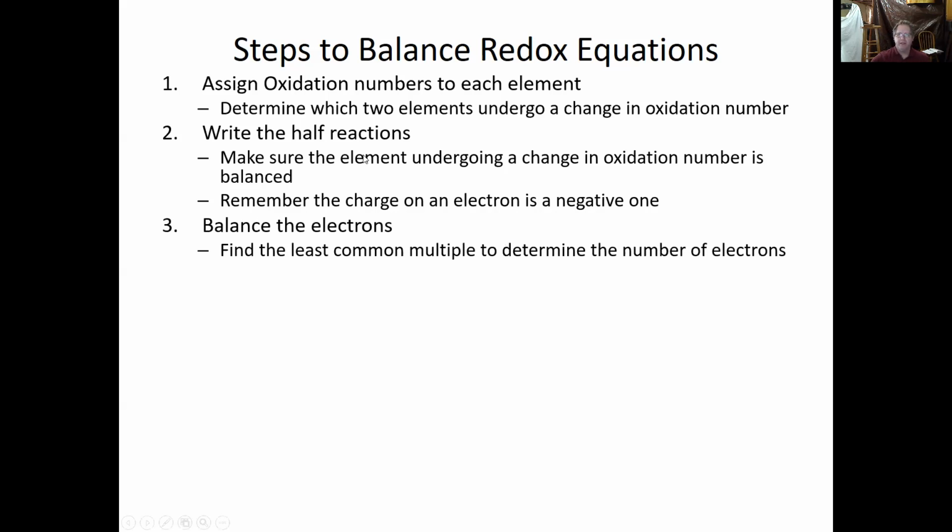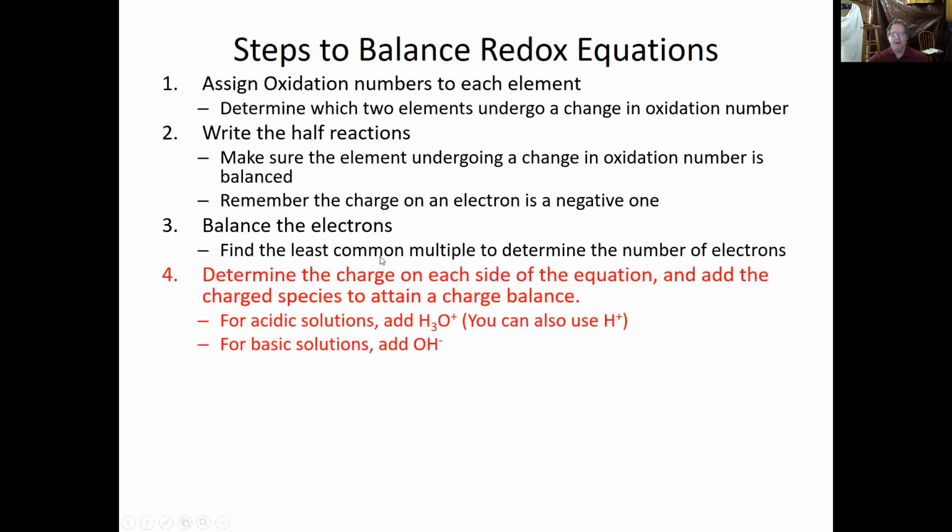We're going to find the least common multiple. And now I know you're thinking, least common multiple. I remember we covered things like least common multiple and greatest factor and all that stuff. And I never used that. Well, here is your chance. You get to use the least common multiple. Okay. You're going to then determine the charge on each side of the equation, and then add the charged species to get a charge balance.